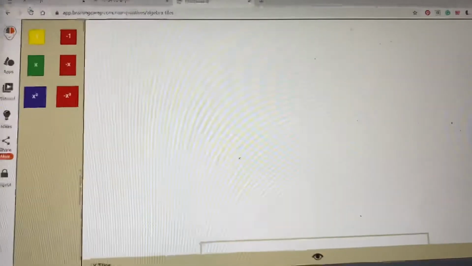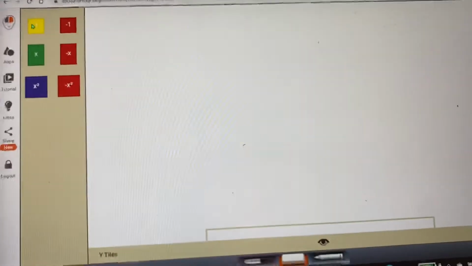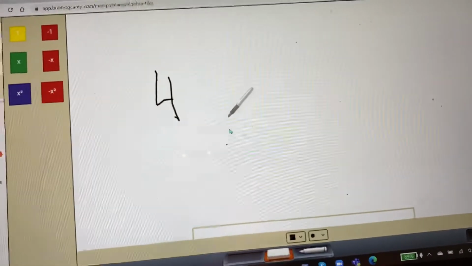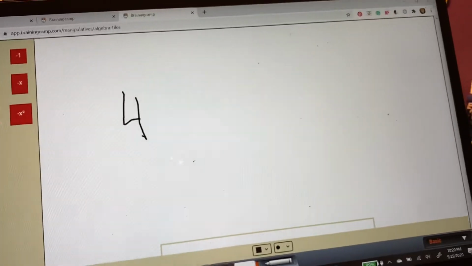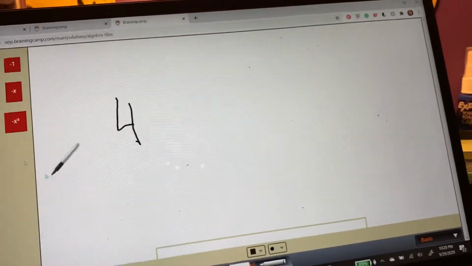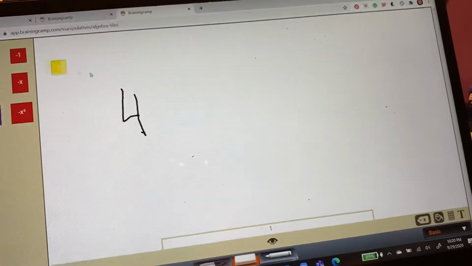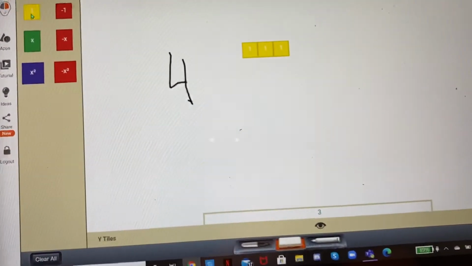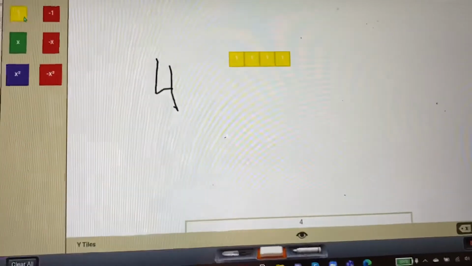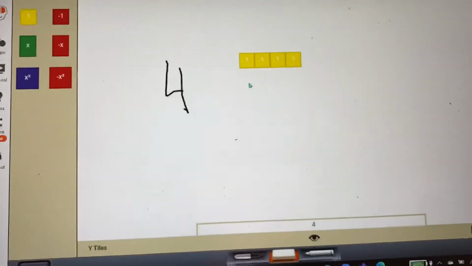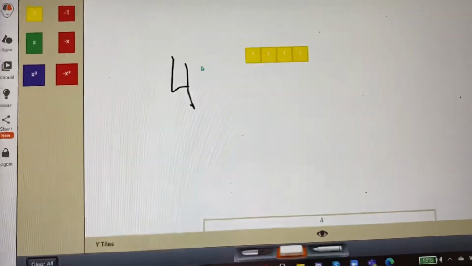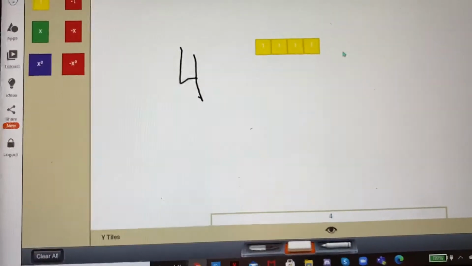Lastly, for our online models, we're going to use the algebra blocks. So we need to get the number 4 again, 2 ways. If the yellow is the same thing, 1, 2, 3, 4. That's 4 positive yellow blocks. That is the 4. The magnitude of the unit from 0 is 4.